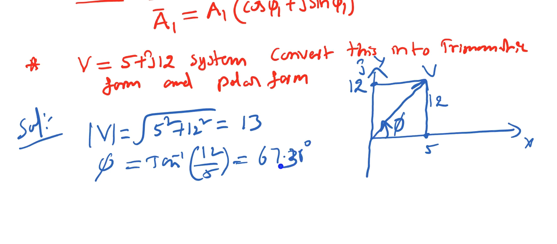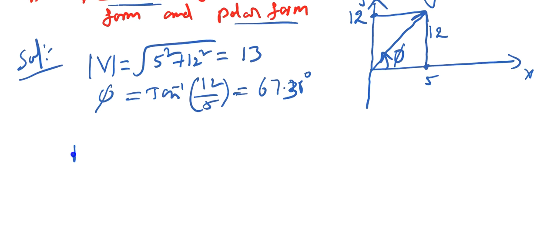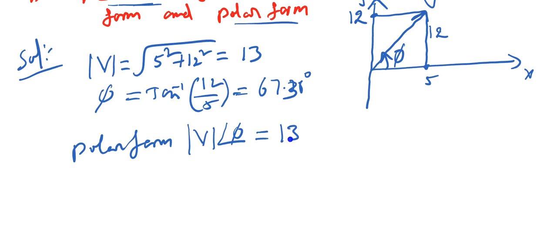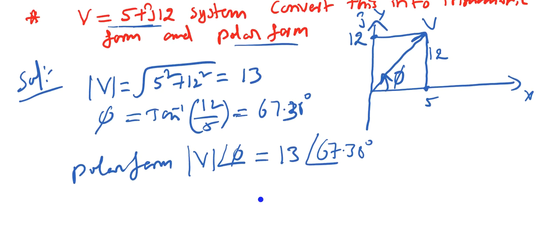Now my question is, I want to convert this into the polar form. You know what is meant by the polar form here. The polar form is nothing but this magnitude with an angle, isn't it? So I can write this as 13 with an angle of 67.38 degrees. So it is converted into polar form.